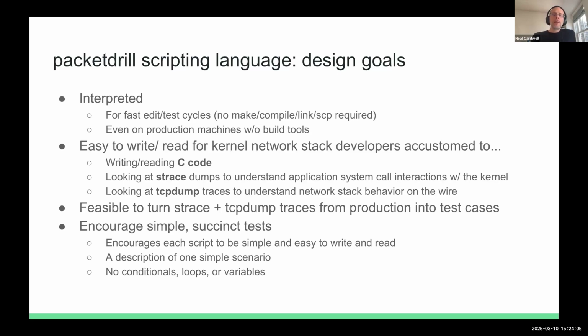We wanted it to be easy for reading and writing scripts for folks who are doing the actual kernel network stack development. So that means this is a population like us who are used to reading and writing C code, used to looking at strace dumps to understand how an application is interacting with the kernel, used to looking at tcpdump packet traces to understand a protocol's behavior on the wire. And then I wanted it to be feasible to turn small strace or tcpdump traces that you might encounter in production into test cases.